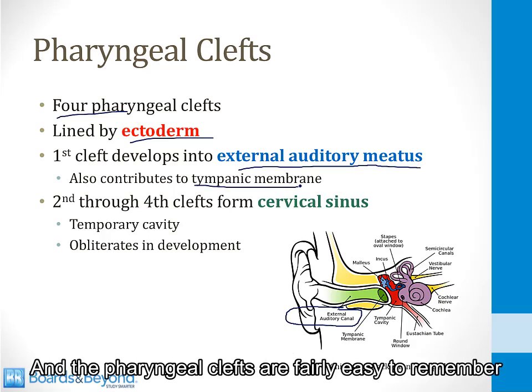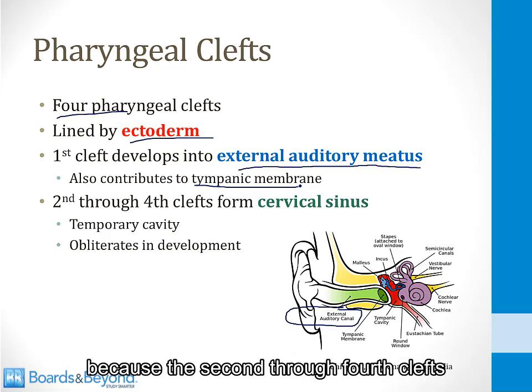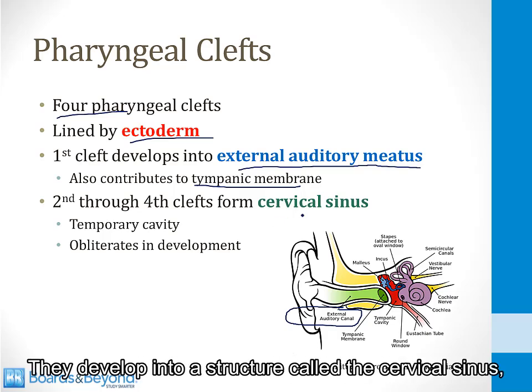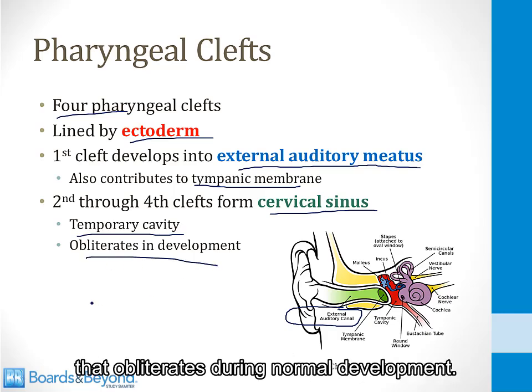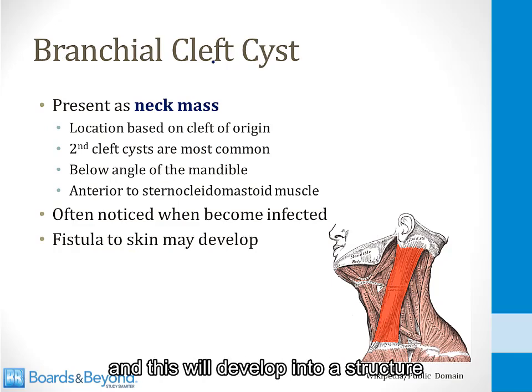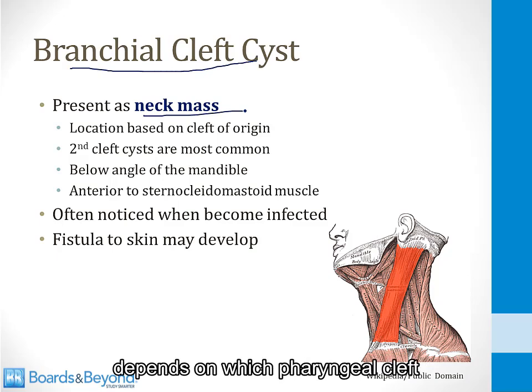And the pharyngeal clefts are fairly easy to remember in terms of what structures they form in the adult, because the second through fourth clefts really don't form anything important. They develop into a structure called the cervical sinus, which is a temporary cavity in the embryo that obliterates during normal development. Sometimes one of the pharyngeal clefts will persist after birth, and this will develop into a structure called a branchial cleft cyst. This usually presents as a neck mass. The exact location in the neck depends on which pharyngeal cleft was the origin of the cyst.